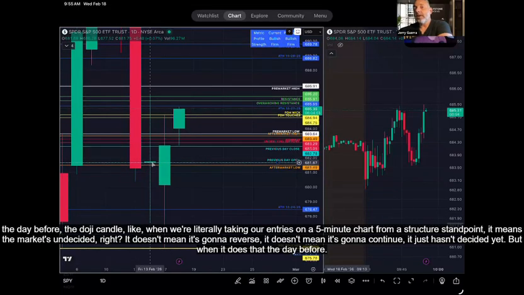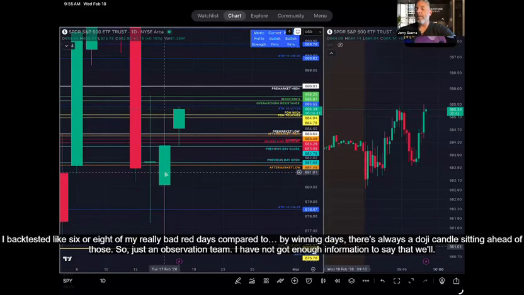When we're taking our entries on a 5-minute chart from a structure standpoint, a doji means the market's undecided, right? It doesn't mean it's going to reverse. It doesn't mean it's going to continue. It just hasn't decided yet. But when it does that the day before, I backtested like six or eight of my really bad red days compared to my winning days. There's always a doji candle sitting ahead of those.